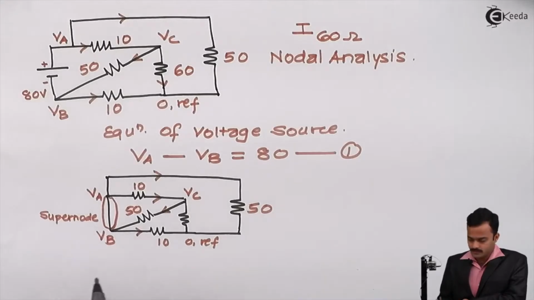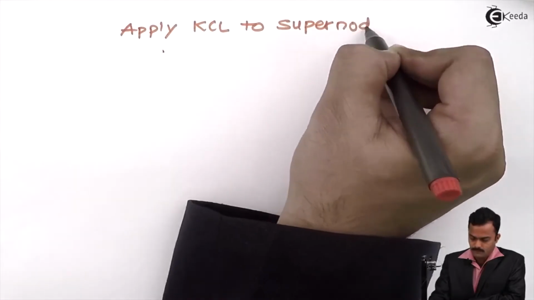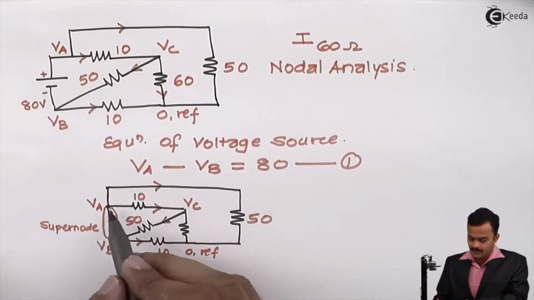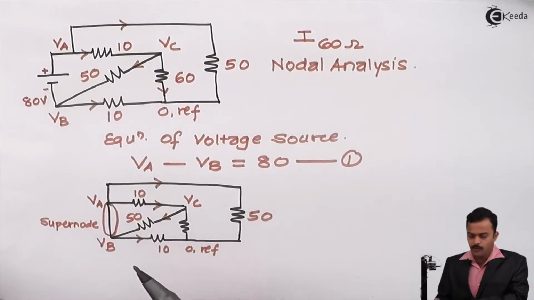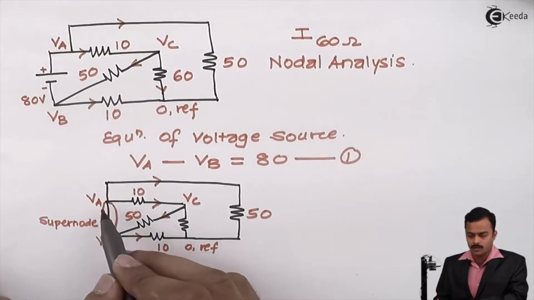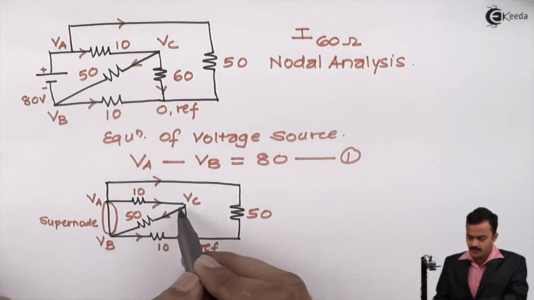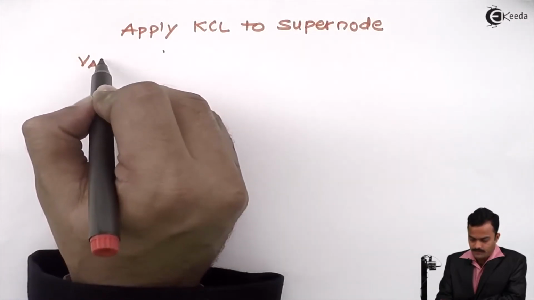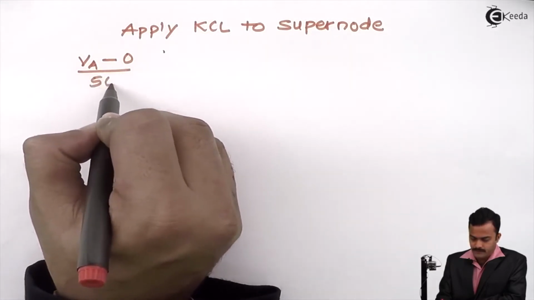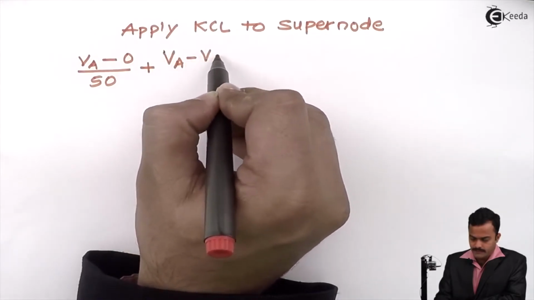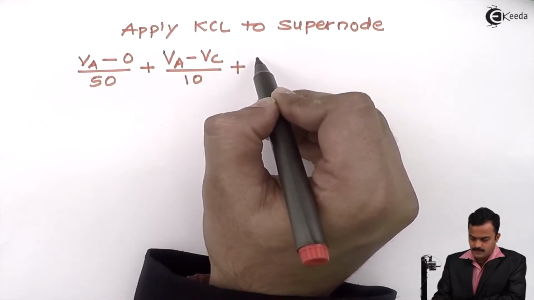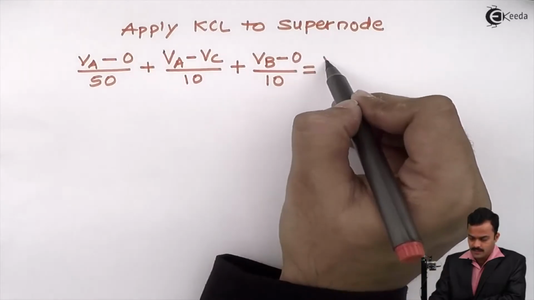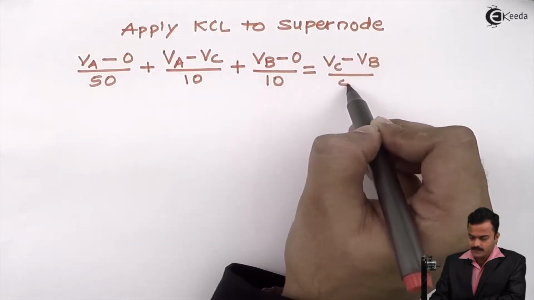Now let's apply KCL to the supernode. The supernode is formed because of two nodes A and B, so I have to apply combined KCL for this node. Meaning at this node, I'm having 1, 2, 3, 4 branches connected. If I consider this as one node, 1, 2, 3 are outgoing branches and one is incoming branch. So I will write the equation for those branches. I will get (VA minus 0) divided by 50 plus (VA minus VC) divided by 10 plus (VB minus 0) divided by 10 equal to one incoming current branch, and that is (VC minus VB) divided by 50.